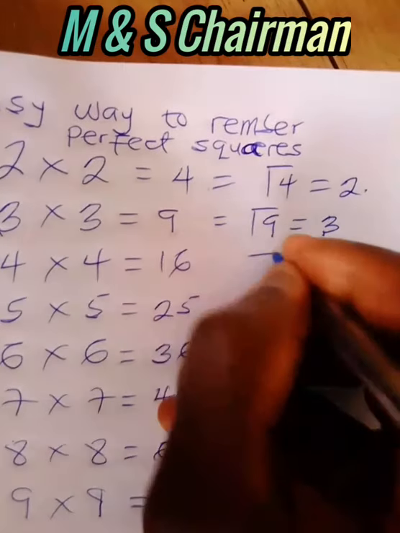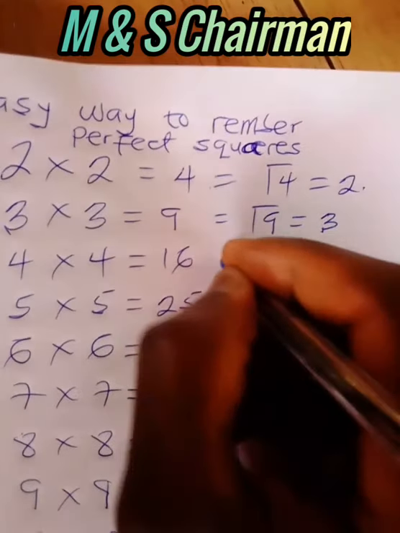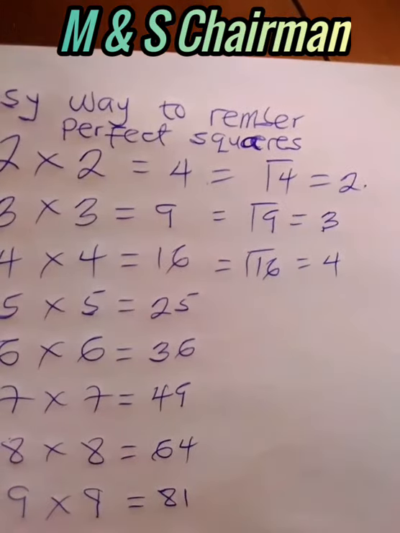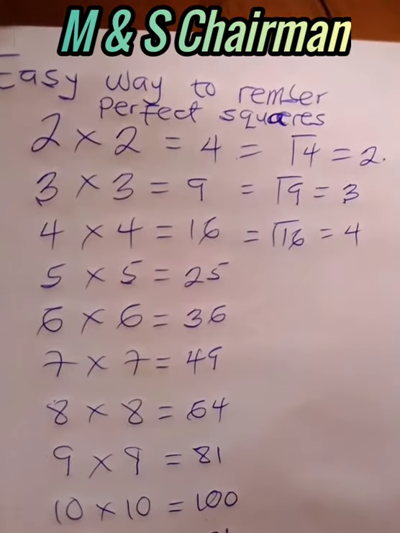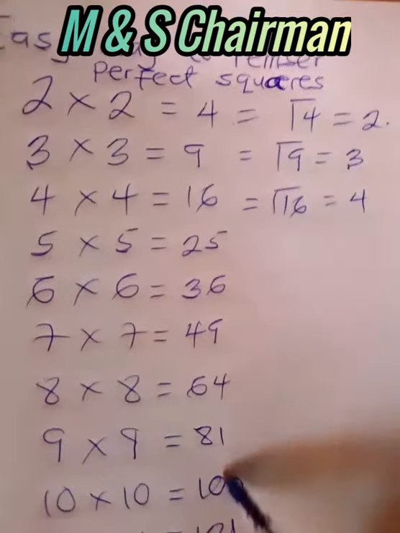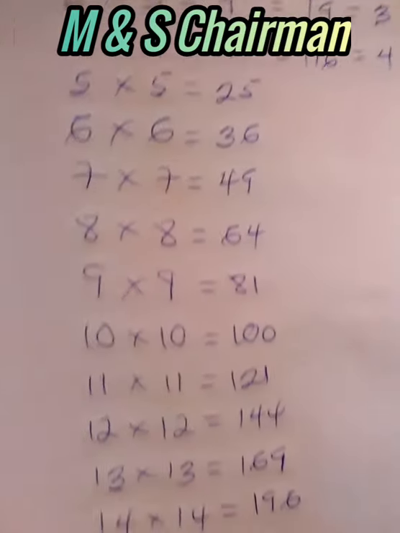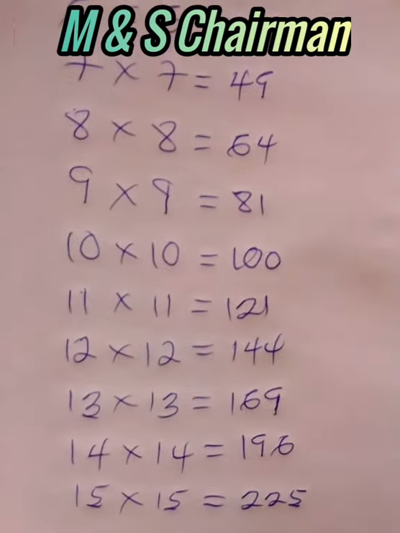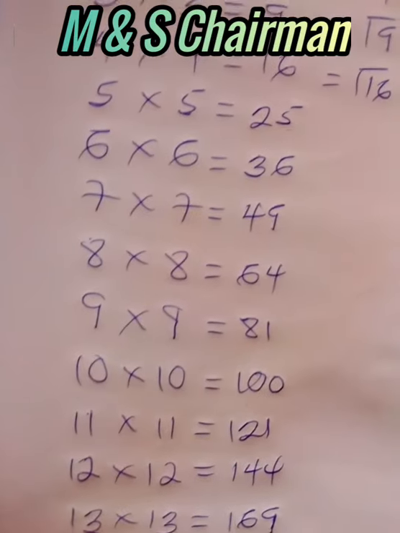When you square root 16, it also gives you 4, and it follows that way. So all these numbers here are all perfect squares. 16 by 16 also gives you a perfect square. 17 by 17, perfect square. 18 by 18, perfect square.